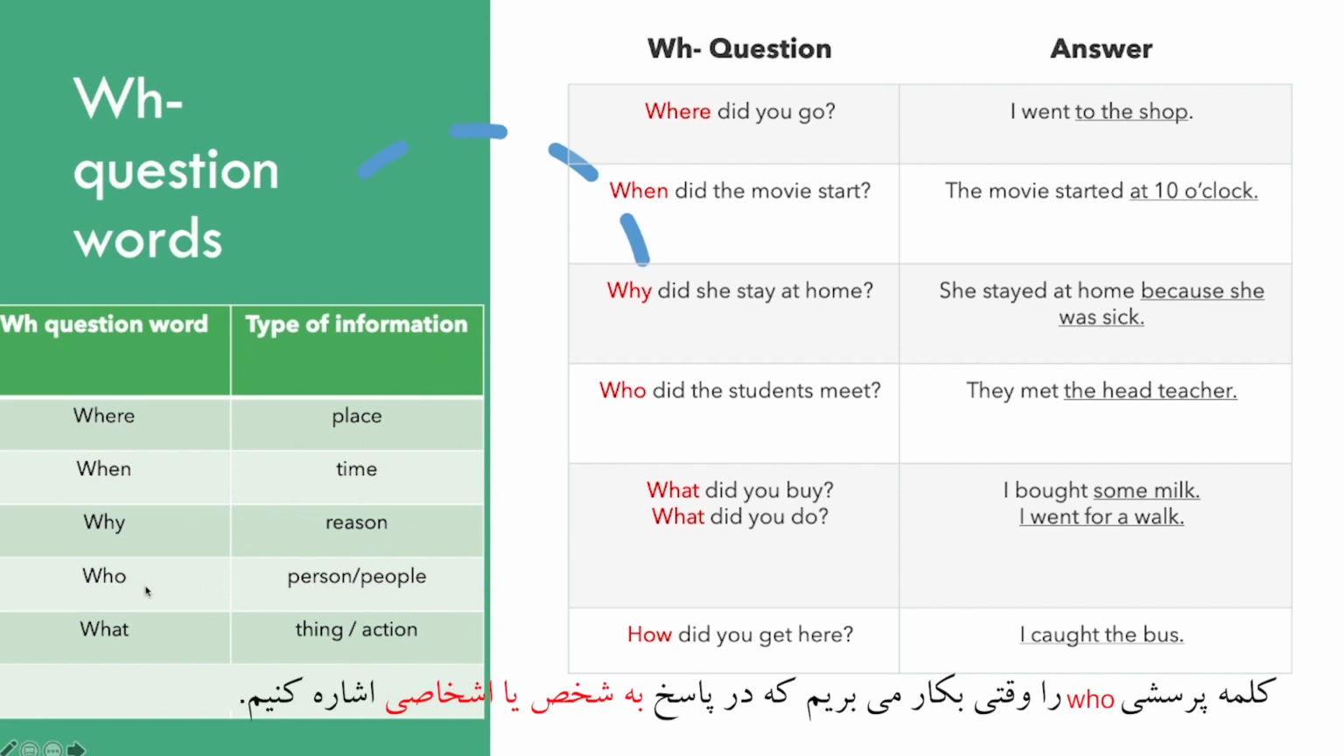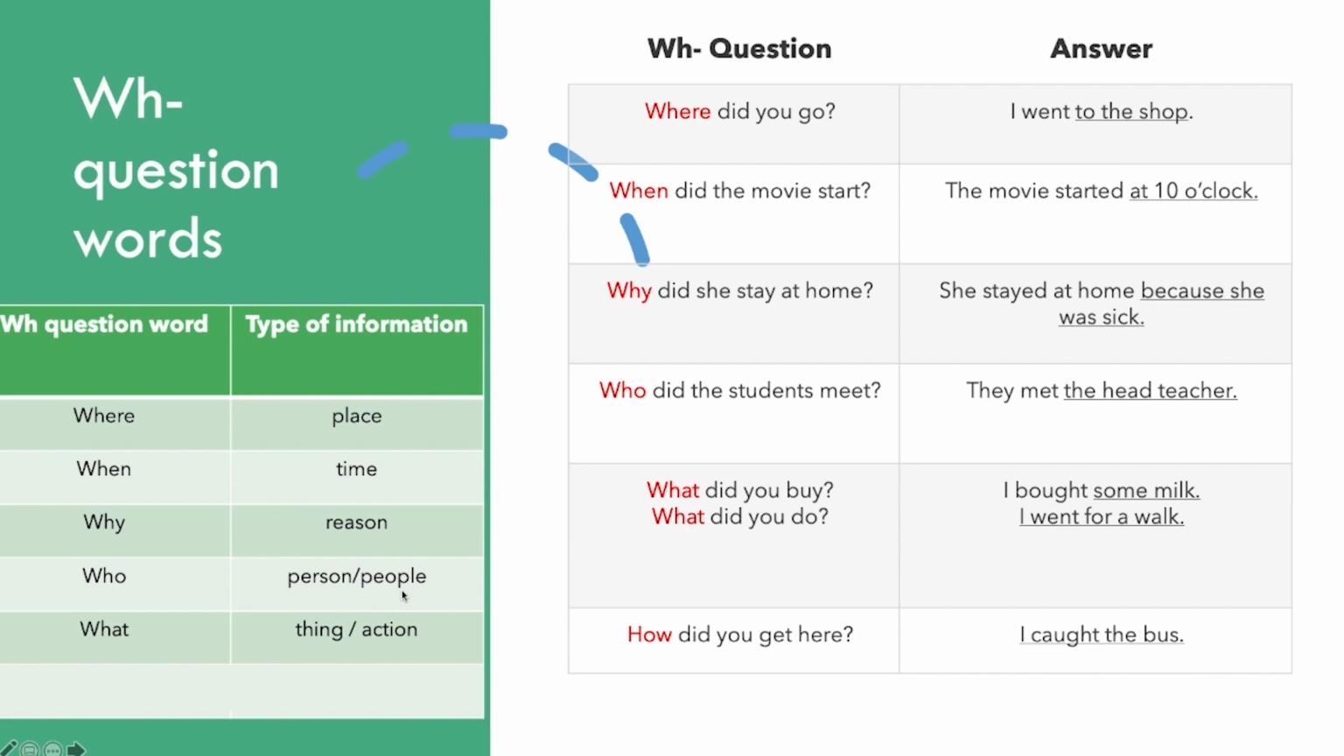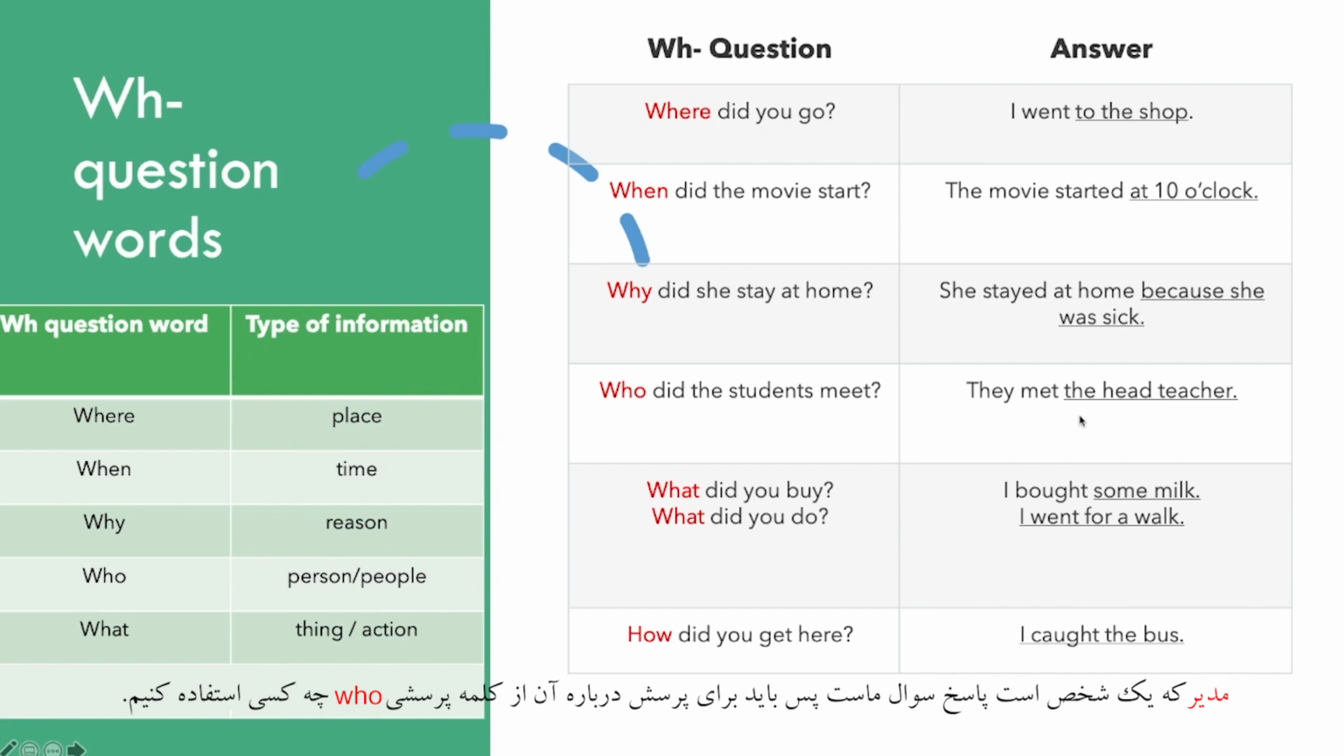Who, we use for a person or people. Who did the students meet? Answer, they met the head teacher. The head teacher is a person, so we use who in the question.